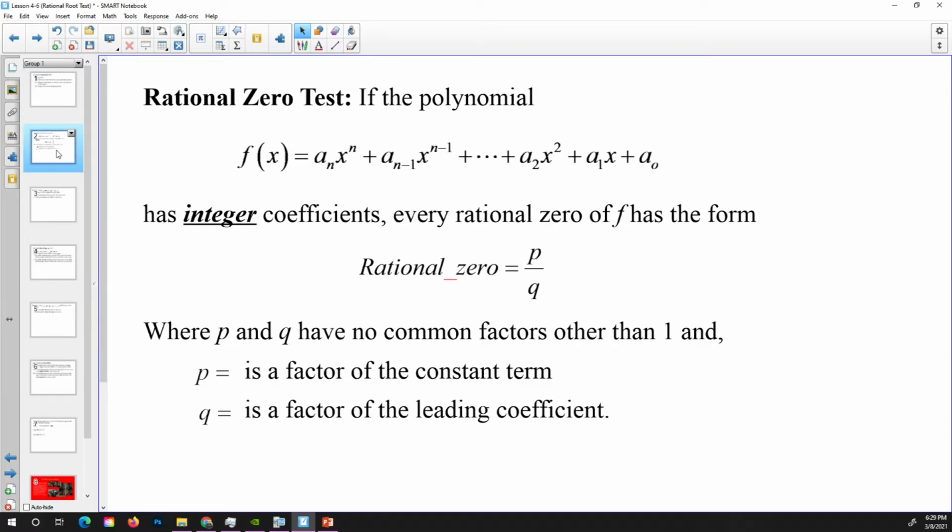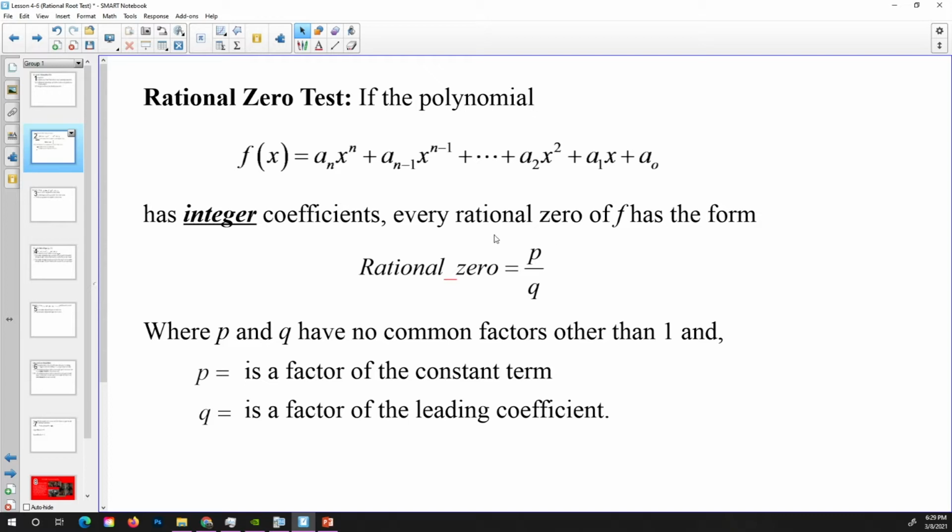The rational root test: if a polynomial f of x equals a sub n times x to the n plus a sub n minus 1 times x to the n minus 1 plus all the way down to a sub 2 times x squared plus a sub 1 x plus a sub 0 has integer coefficients. So right off the bat, they're saying that each of these coefficients has to be an integer.